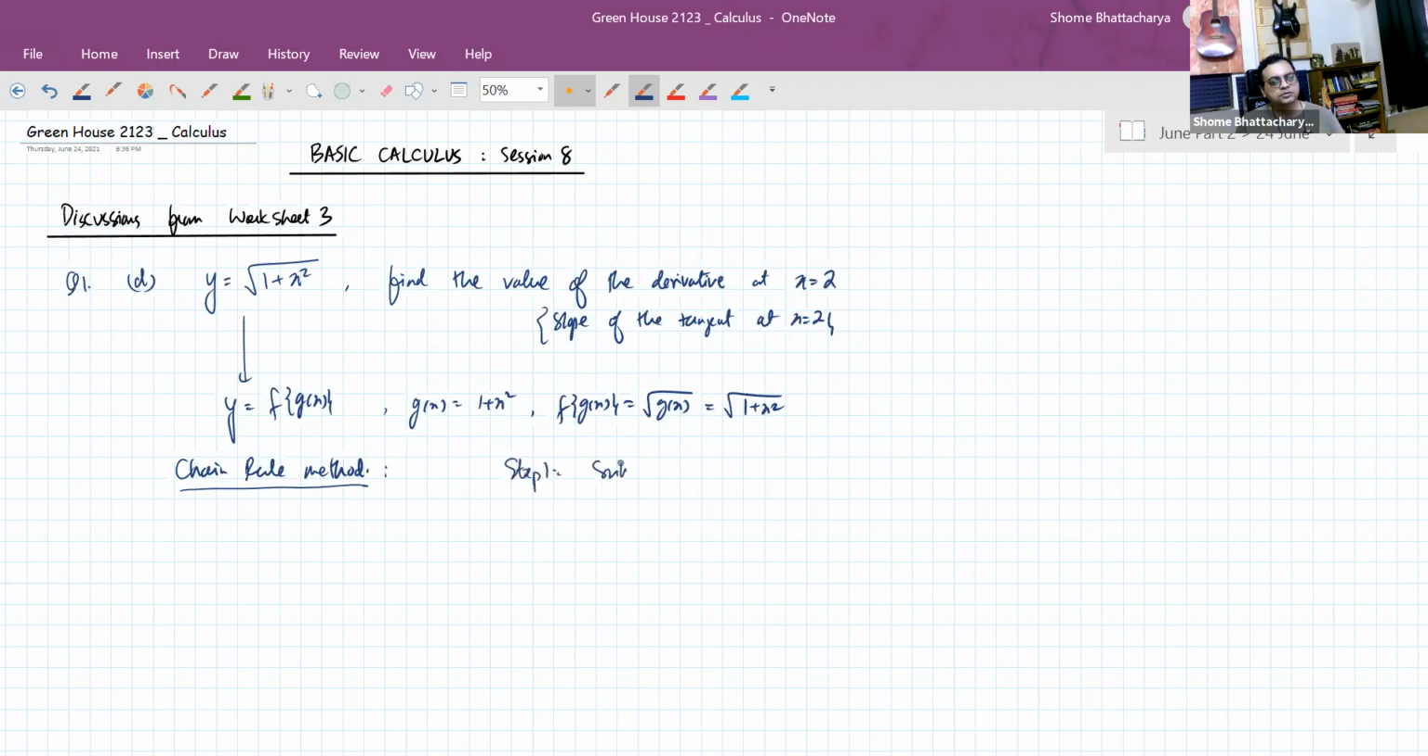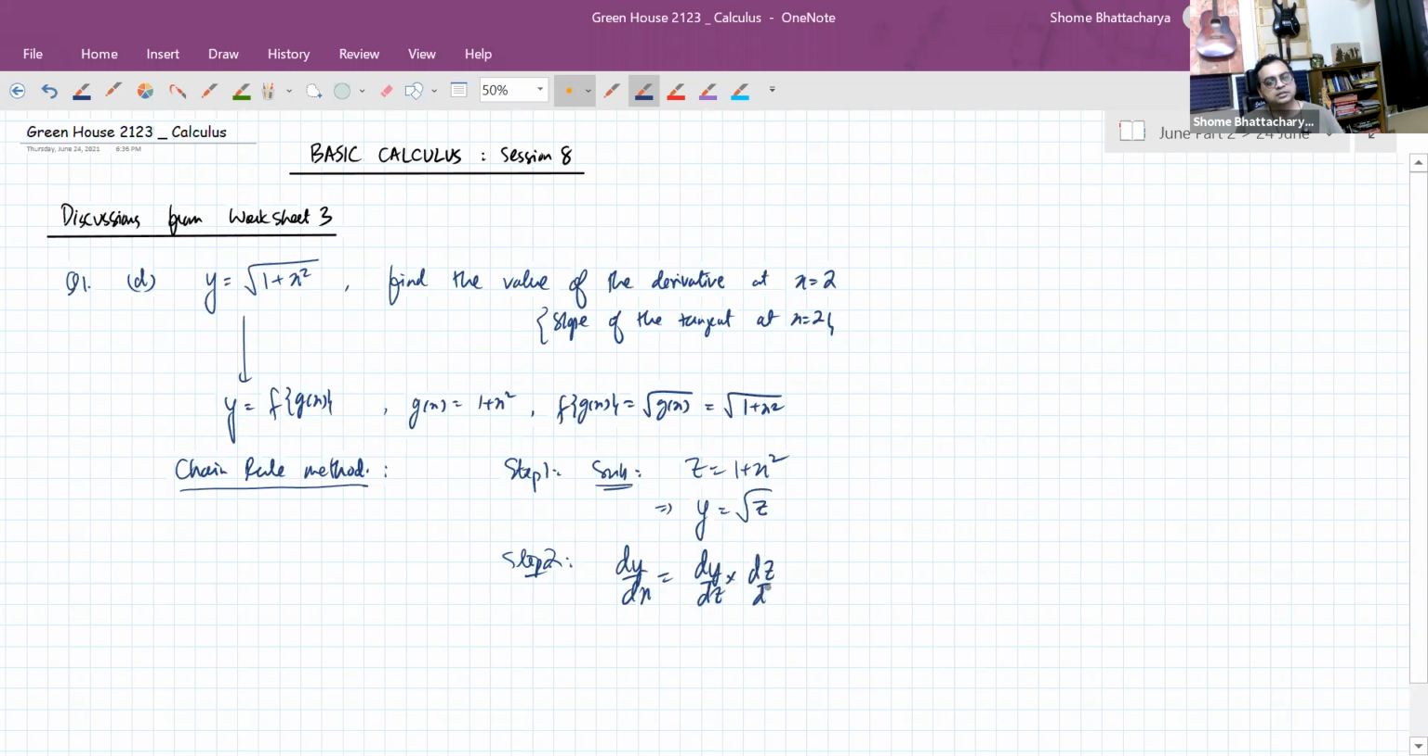So do the substitution. First you have to substitute the quantity inside the square root, not solve the square root. So take z, let's say, as 1 plus x square. Then you can substitute y as square root of z. Then your next thing comes in, the chain rule step. That is dy by dx will become dy by dz into dz by dx.